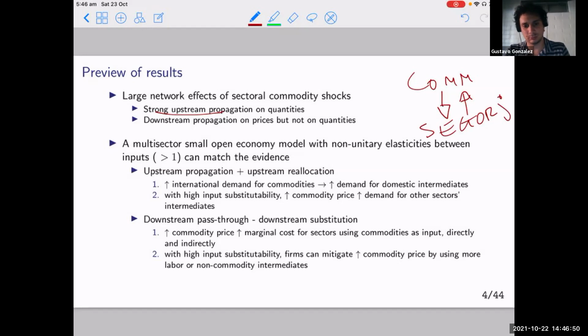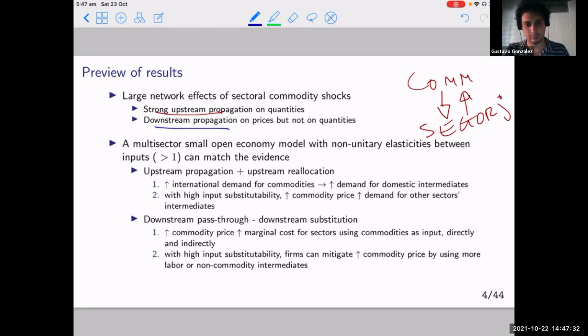So we find that that's very relevant in the data. We will find downstream propagation coming basically from the cost channel that Gustavo highlighted, on prices slightly and not super strong, but not on quantities, which is something that we're going to try to reconcile. So we're going to build a multi-sector small open economy, and as I said, for now this is work in progress. So for now we're just trying to qualitatively understand the mechanisms. We don't have enough quantitative work done yet.